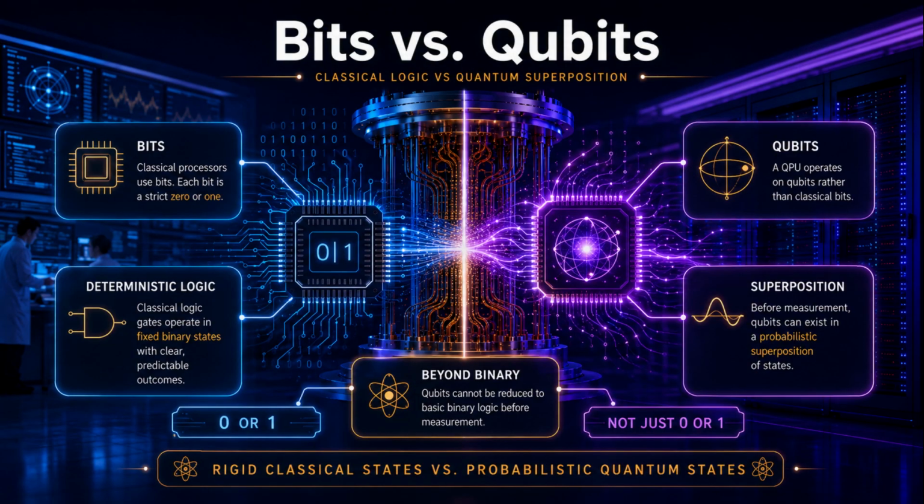To really grasp the QPU, think about the device you're using right now. Classical processors rely on bits, right? Rigid deterministic logic gates holding a strict 0 or 1. The QPU, however, operates on qubits. Before measurement, these qubits exist in a probabilistic superposition of states. They simply cannot be reduced to basic binary logic.